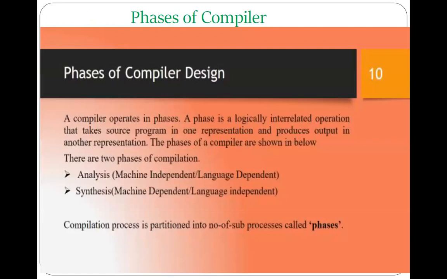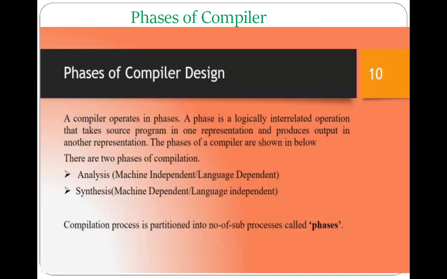Now you already know what is meant by the phases of compiler, as we have discussed it a number of times. Phases of the compiler are nothing but logically interrelated operations that take the source program in one representation and produce the output in another representation. Likewise, we can describe the phases as different stages in the processing of the source program by the compiler.